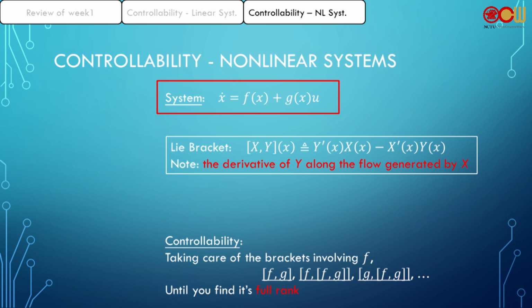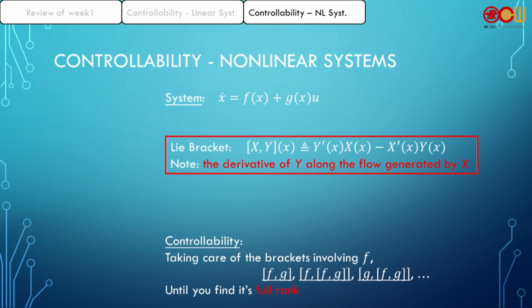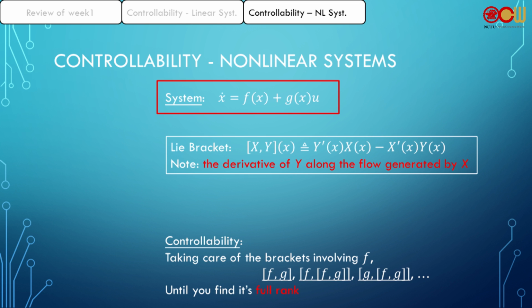So given a nonlinear system, here's a lemma called Lie bracket. The definition is this: y prime is the gradient of y with respect to x, and x prime is the gradient of capital X with respect to x. The physical meaning is the derivative of y along the flow joined by x. You can say the change of y along the change of x. But unfortunately, x is changed based on these dynamics.